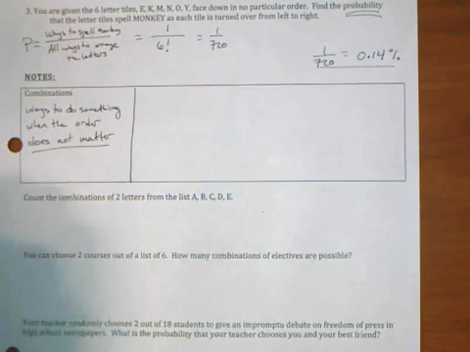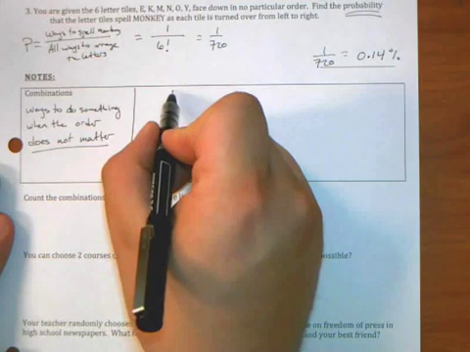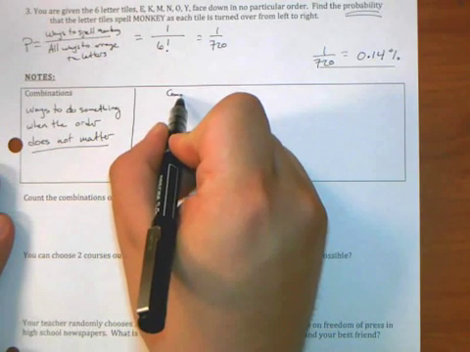The classic example of the difference between a permutation, what we did last week, and a combination, what you're doing this week, or what you're doing today, is the following. We're going to look at committees.